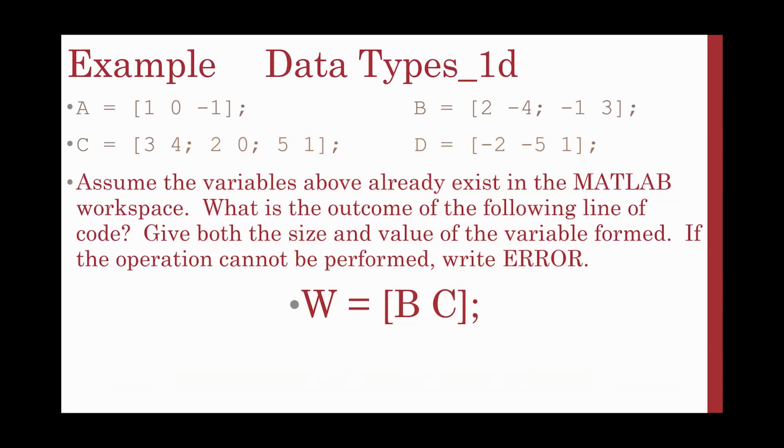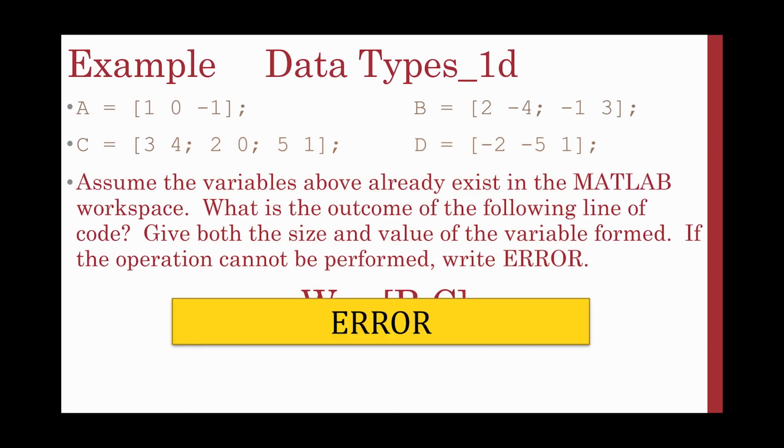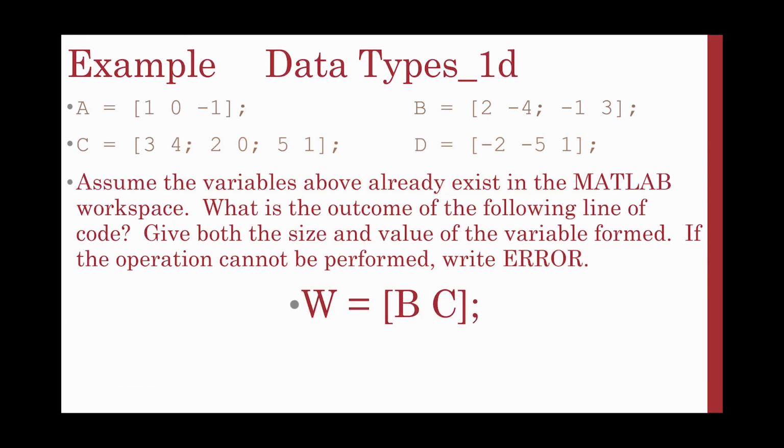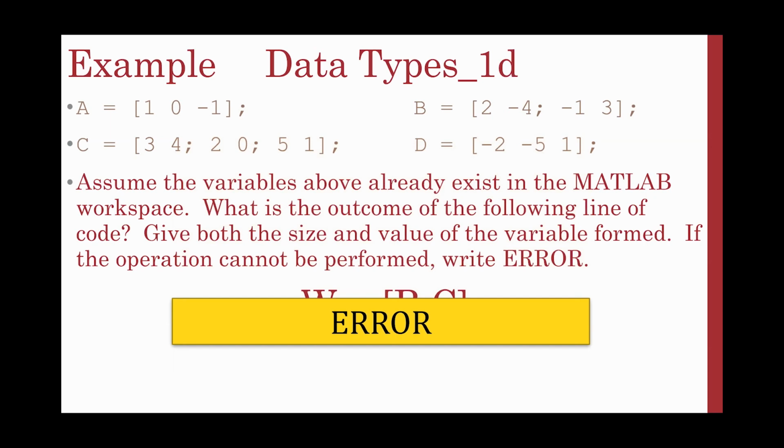So what happens if I try to put B and C next to each other? Again, remembering that B is a 2×2 and C is a 3×2. What's going to happen is you're going to have an error, because the number of rows doesn't agree. I defined a row vector here, so they need the same number of rows.